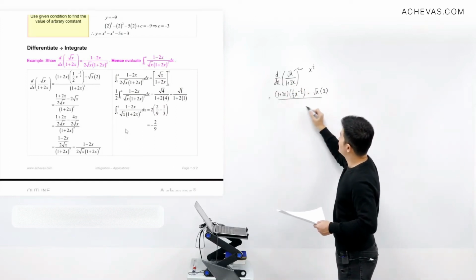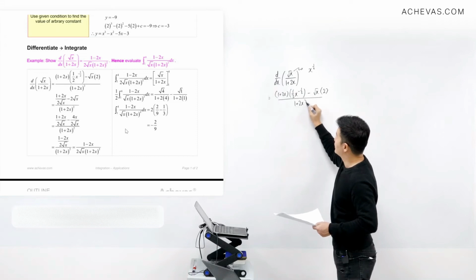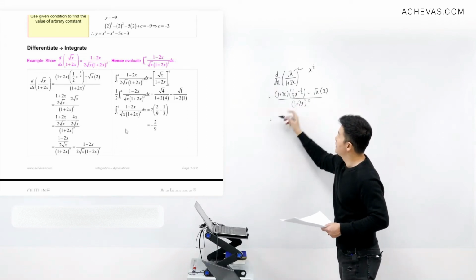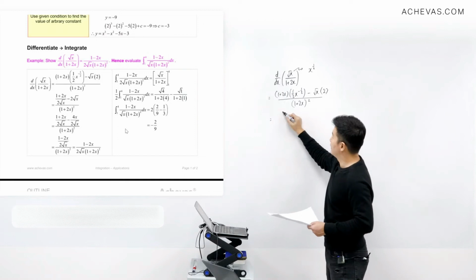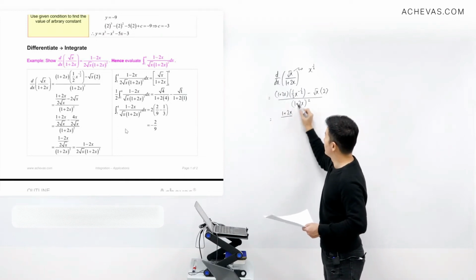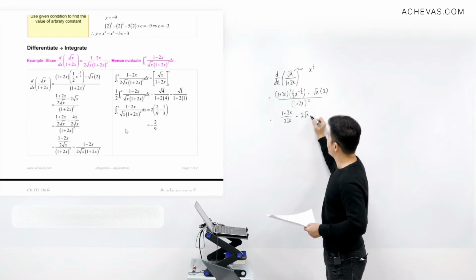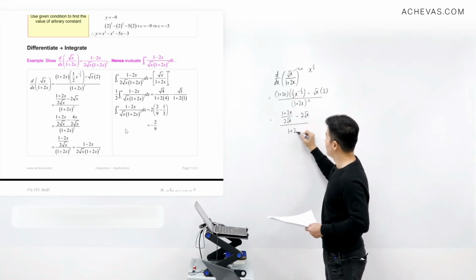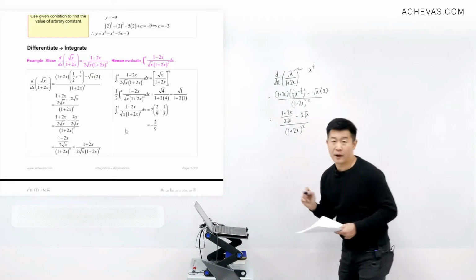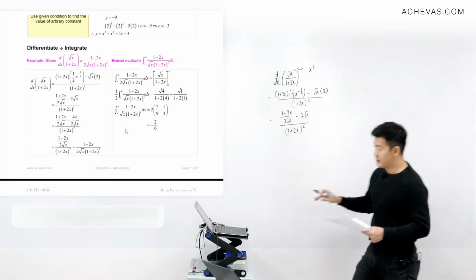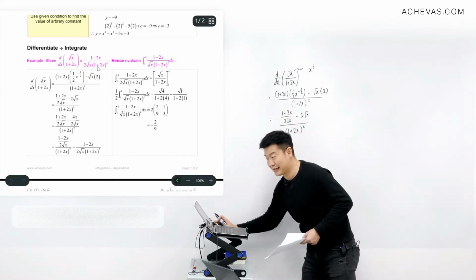So this is going to be divided by the denominator squared. So I will have this. For the numerator, let me rewrite it. It is (1 plus 2x) divided by 2 square root of x, minus this, which is just 2 square root of x, divided by (1 plus 2x) squared. But the question wants us to prove something that is more similar to this, okay?